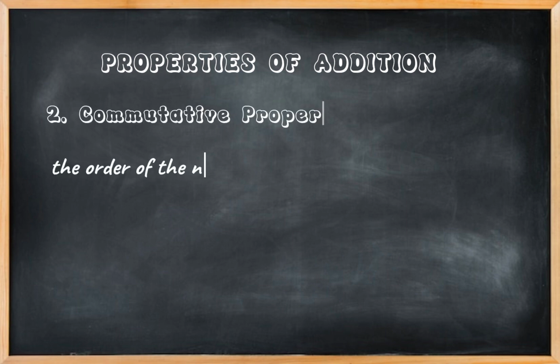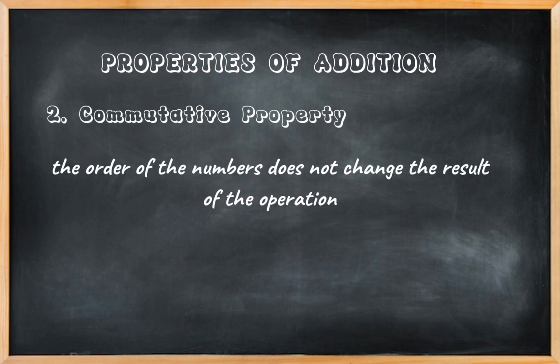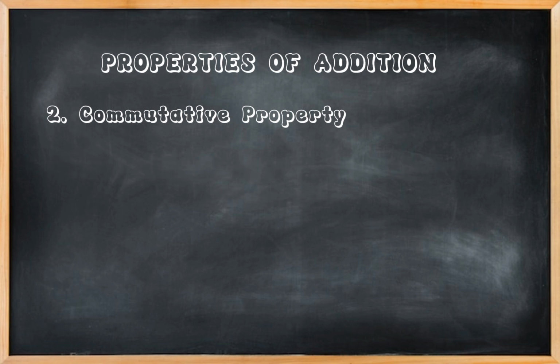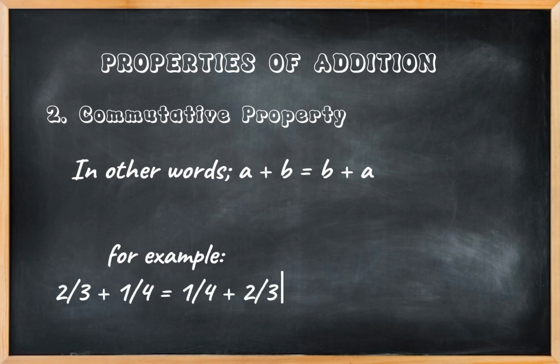Next is commutative property. In commutative property, the order of the numbers does not change the result of the operation. In other words, A plus B is equal to B plus A. For example, 2/3 plus 1/4 is equal to 1/4 plus 2/3.